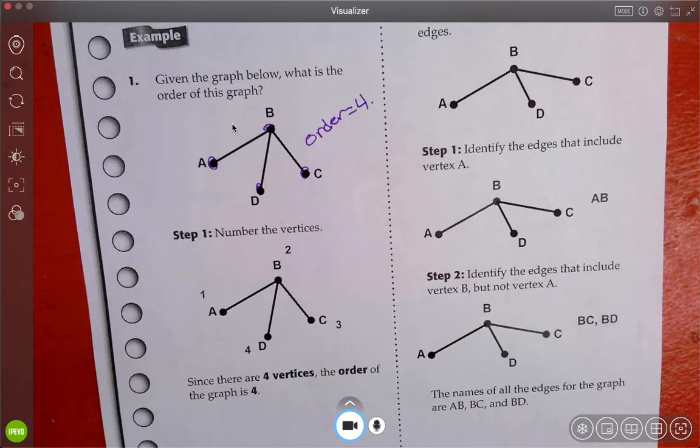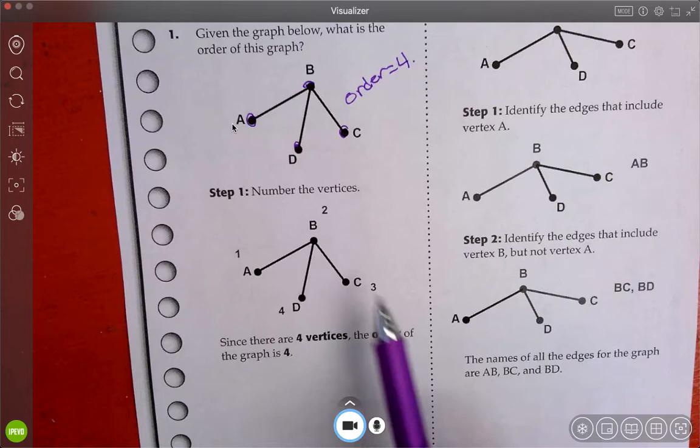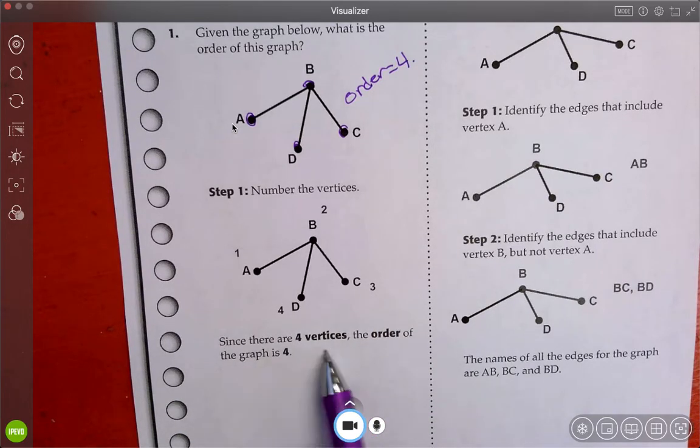Okay. Here, right, they told you to number the vertices, 1, 2, 3, and 4. So there are 4 vertices, the order of the graph is 4. Okay.